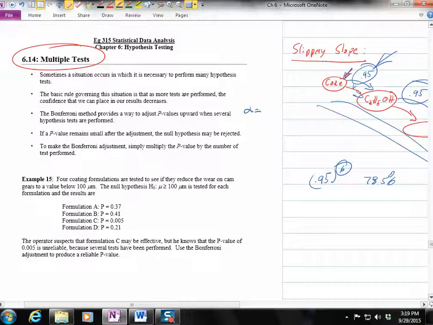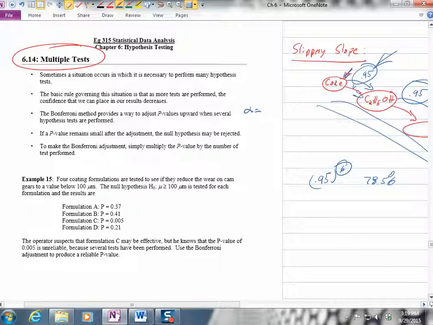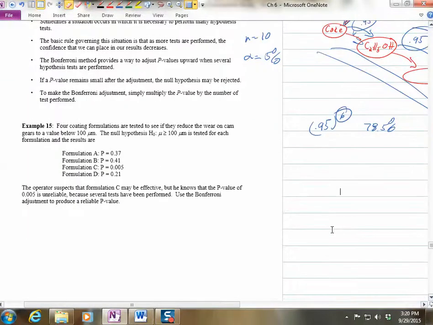What if I do 10 tests? What's the probability that I make at least one alpha error? How do we figure that out? Let's think about it. So I have 10 tests. Let's say alpha is 5%. What's the probability that I make at least one alpha error? So that means in those 10 tests, I reject the null hypothesis, even though I shouldn't. The multiplication rule?